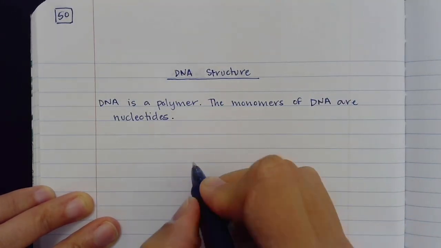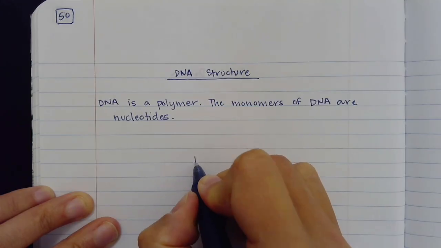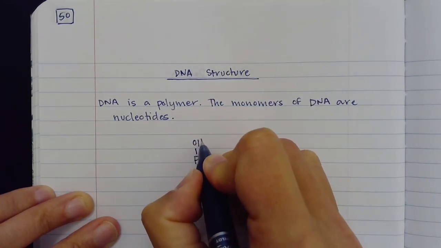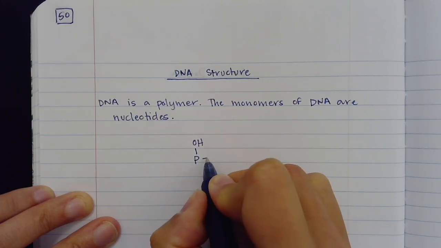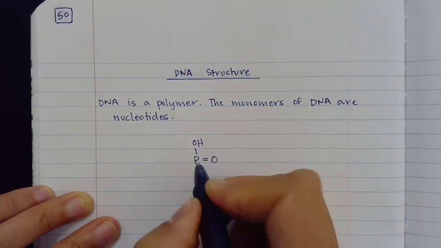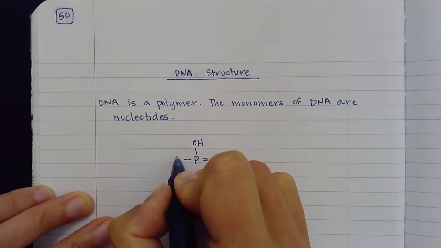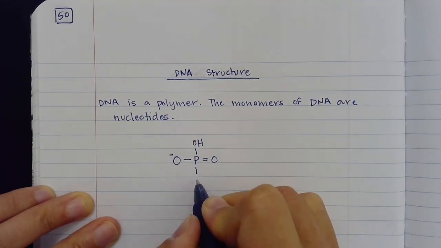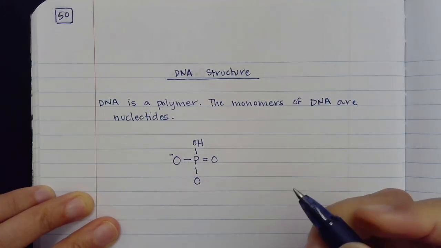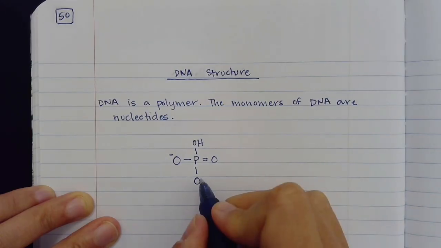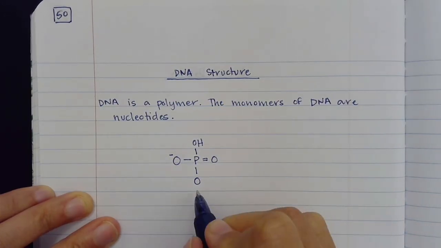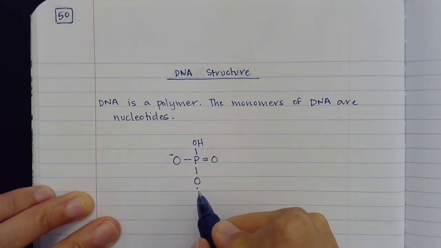And phosphates are a phosphorus, bonded to an OH, double bonded to an O, bonded to an O that has a negative charge because it's lost its hydrogen, and then bonded to another O. Technically this is an OH, but that H was removed when this phosphate was bonded to a deoxyribose sugar.